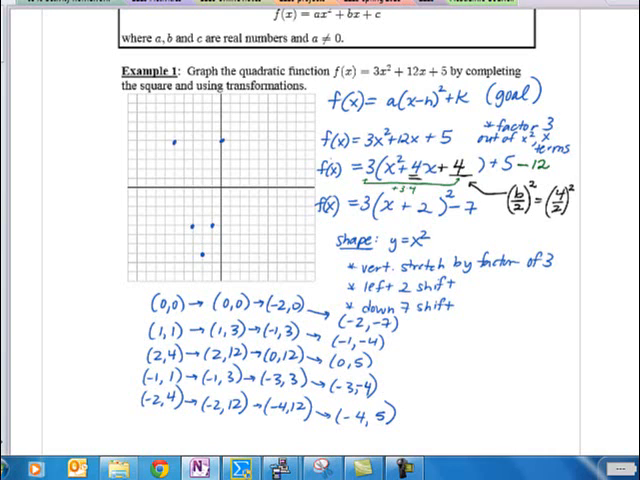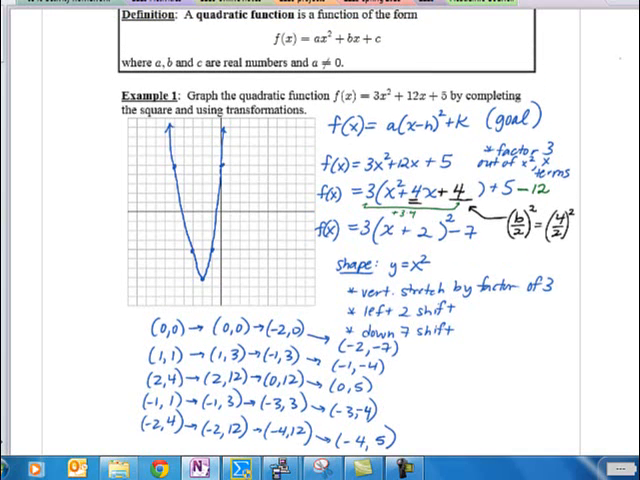So we have a parabola opening upward, which, if you remember, is determined by the sign of A. If A is positive, it opens upward. If A is negative, it opens downward. We can write that up here. So if A is greater than 0, we'll have this shape. If A is less than 0, we'll have this shape.